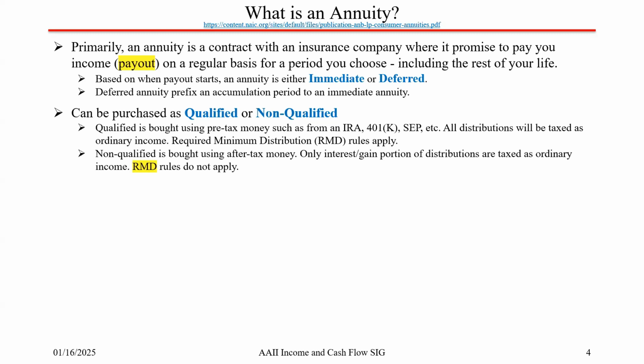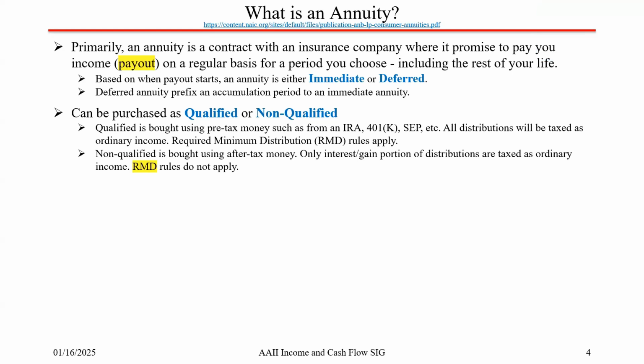All the distributions, which is the payout or the money you're taking out from the annuity, will be taxed as ordinary income in this case because you never paid tax on it. There's RMD in this case, just like your IRA. A non-qualified annuity is just bought with after-tax money. So your principal. Let me just stop you there. Gilbert, I think most people know it, but RMD, that acronym, means required minimum distribution.